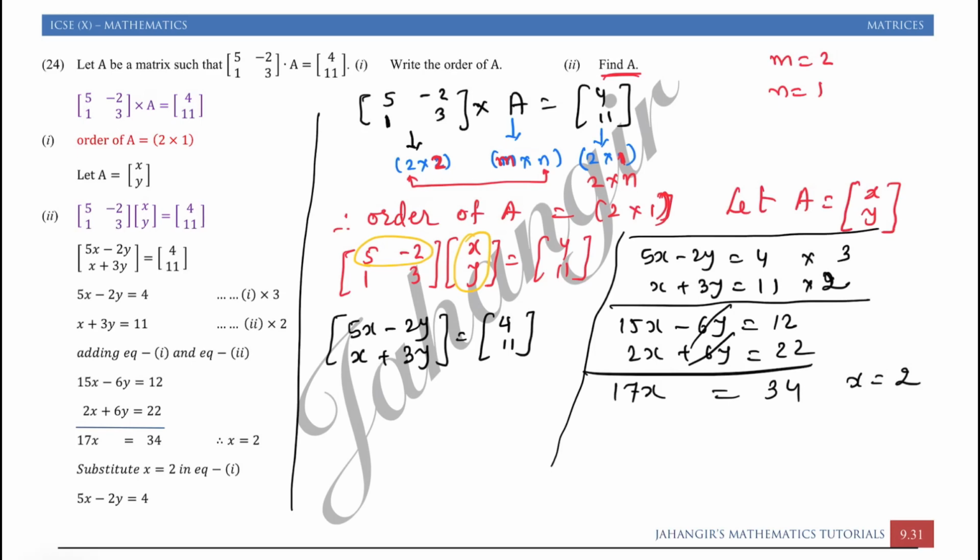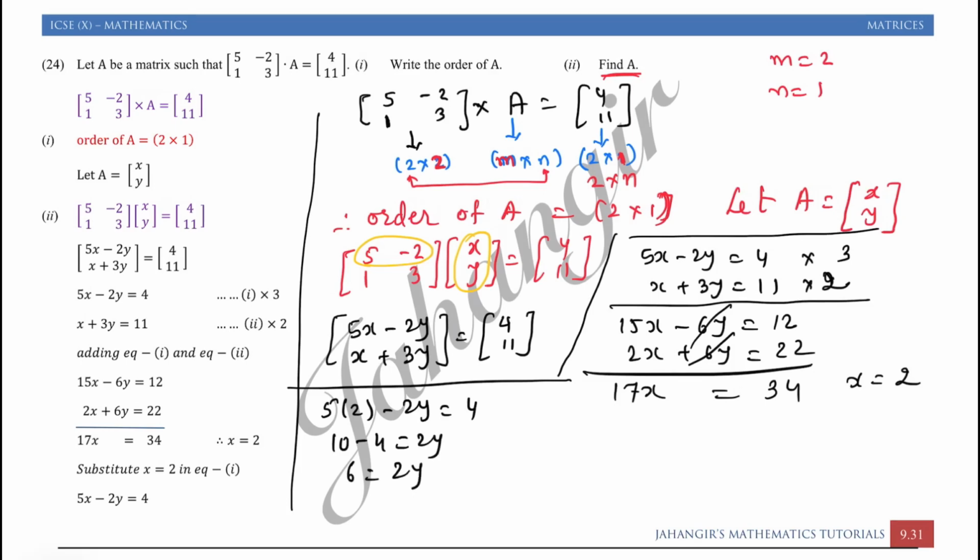Now substitute the x value in any equation. So now I will substitute the x value in the first equation. 5x, that is 2, minus 2y is equal to 4. So 10 minus 4 is equal to 2y. 6 is equal to 2y. So therefore y is equal to 3. So my matrix A was [x; y], so x is 2, y is 3. This is my final answer. These types of questions are very important.